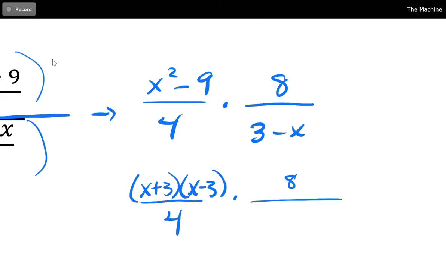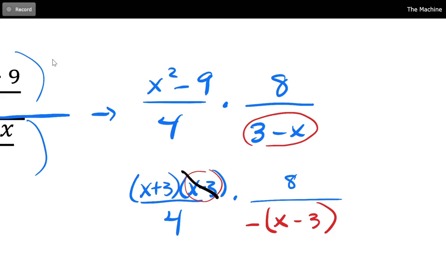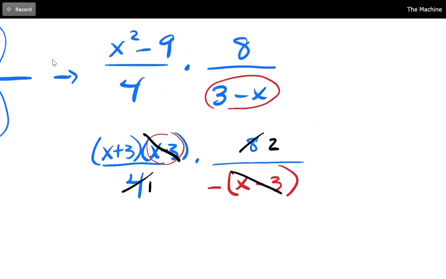And then, this is not exactly what I want. I don't want 3 minus x. I really want this one. I want x minus 3. And if you think about it, if I factor out a negative from the bottom, it gives me an x minus 3. There we go. Now, any factor on the top can cancel with any factor on the bottom. Obviously, this x minus 3 here with this x minus 3, and then this 8 is going to cancel with this 4, leaving me a 1 down below and a 2 right there. And I think that's everything that I've got.